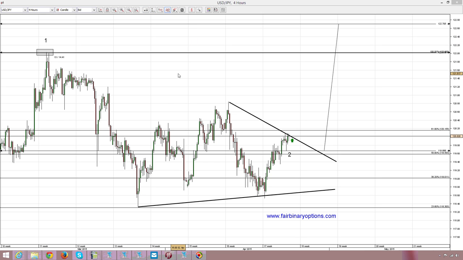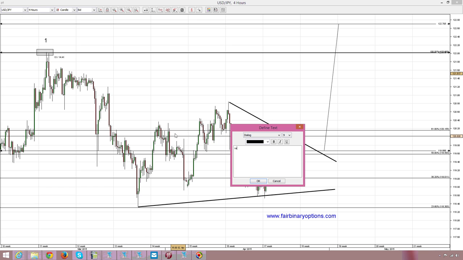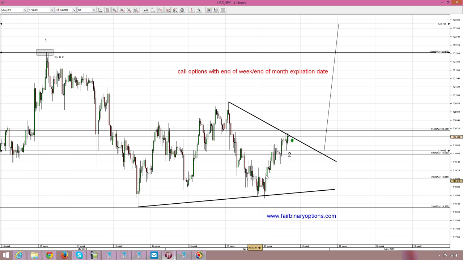So let's write here on the screen that we are favoring call options with end of week and end of month expiration date for US dollar Japanese yen, as price is breaking out of a bullish triangle that should act as a reversal pattern. Prior trend has been bearish, so the reversal should be to the upside. Split the investment into two options, and you will have two different options with two different expiration dates.